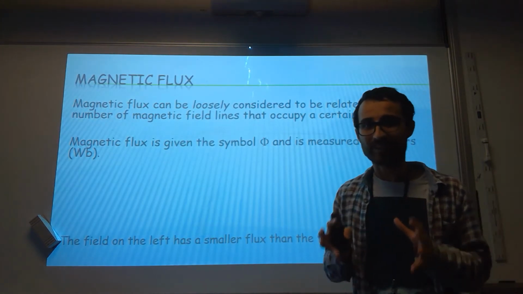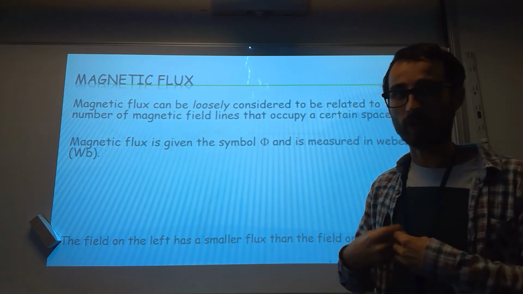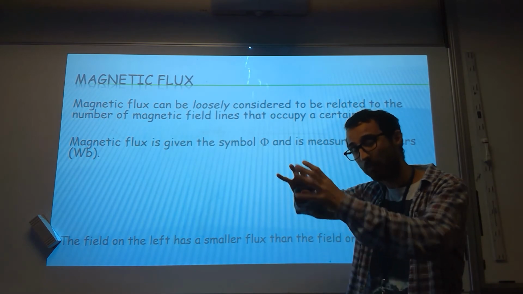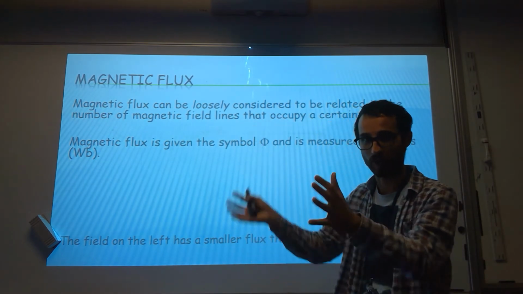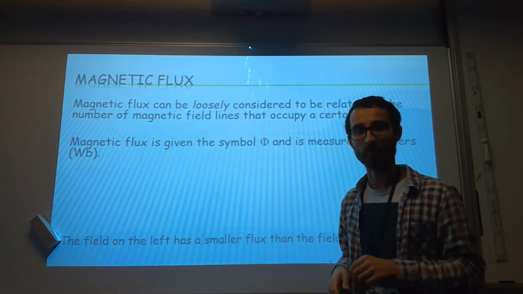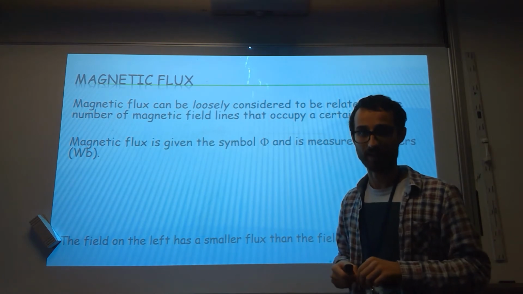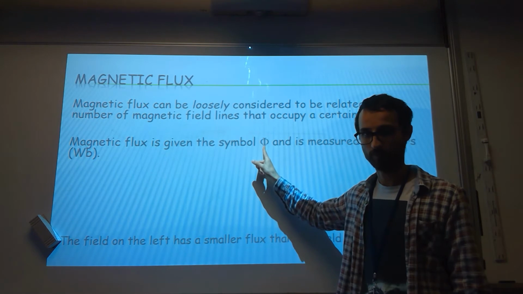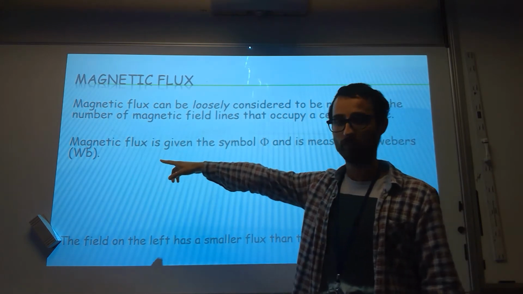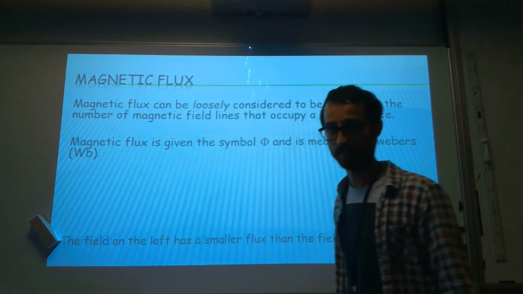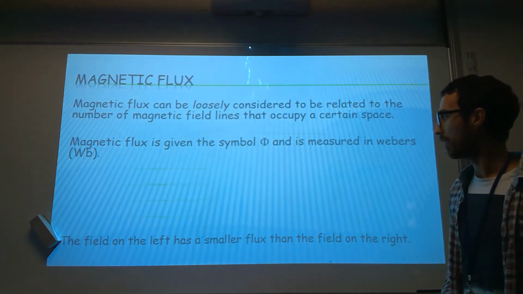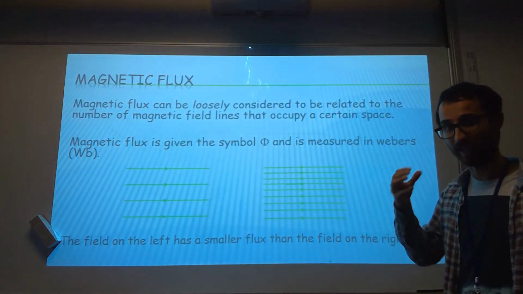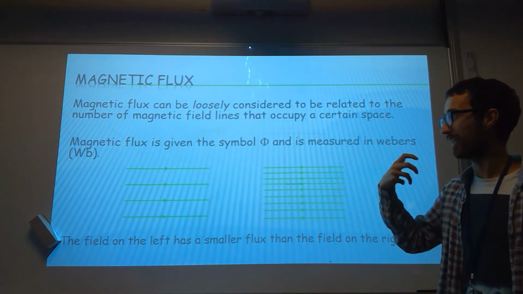Right, magnetic flux density is useful, but sometimes we're going to have a certain area and we're going to want to know how many field lines there actually are. Not how many field lines there are per unit area, per meter squared or whatever, but how many field lines we've got as an absolute number. And this is given this symbol here. The units are the Weber, which is capital W, small b. This is what we talked about last time.